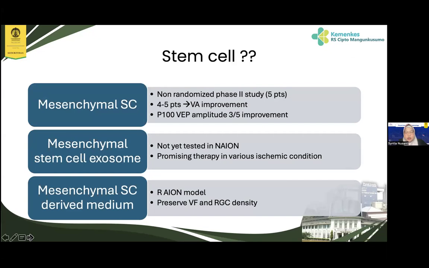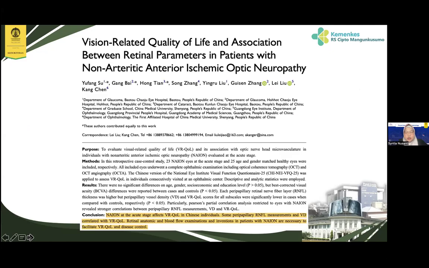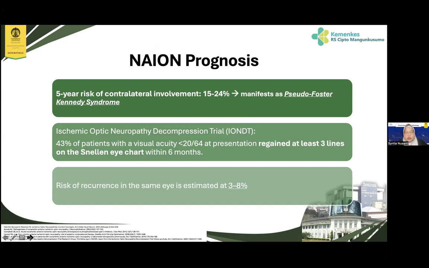Some of the case reports said the visual acuity was improved, but there is no randomized controlled trial on the use of stem cells. Not to forget, there's the quality of life and its associations in these patients with non-arteritic ischemic optic neuropathy. So in every patient with optic neuropathy, we should ask about their quality of life and what we can do with these patients. How about the prognosis?